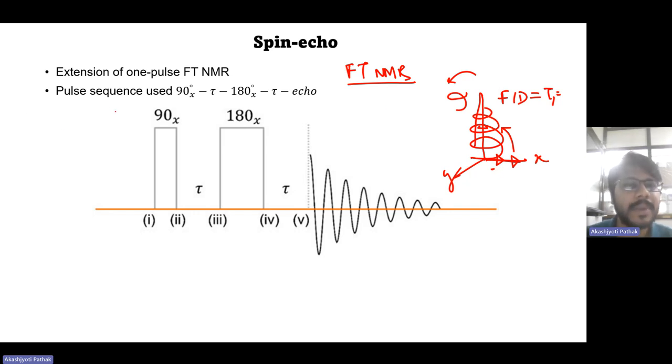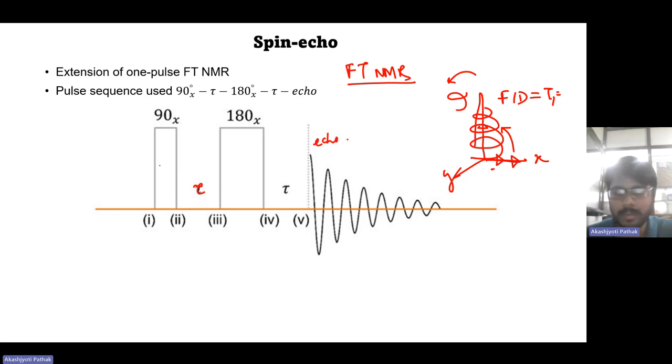Okay. So in spin echo, what is the pulse sequence? First, a 90-degree RF pulse is applied along the x direction. Then a delay of tau seconds is given. Then again a 180-degree pulse is given in the x direction. And after that, there is a delay of tau, and after that we record the signal.